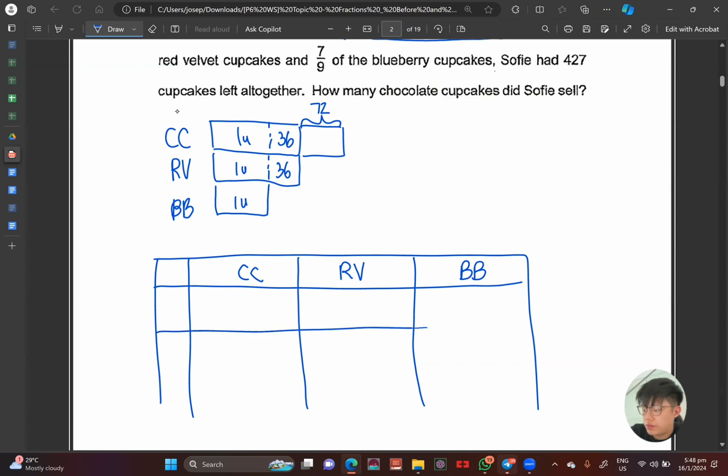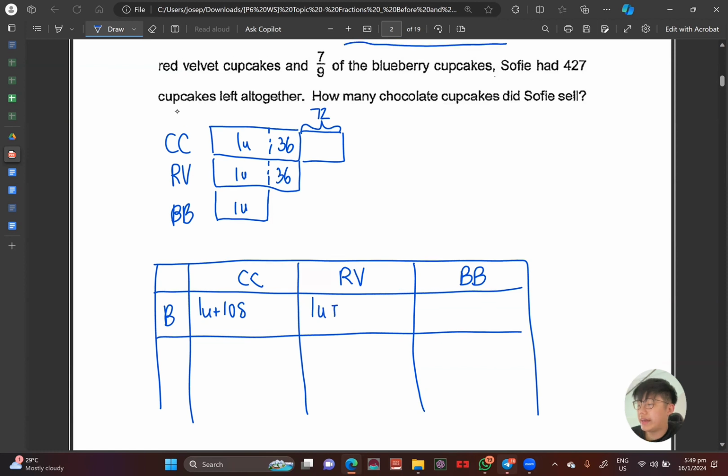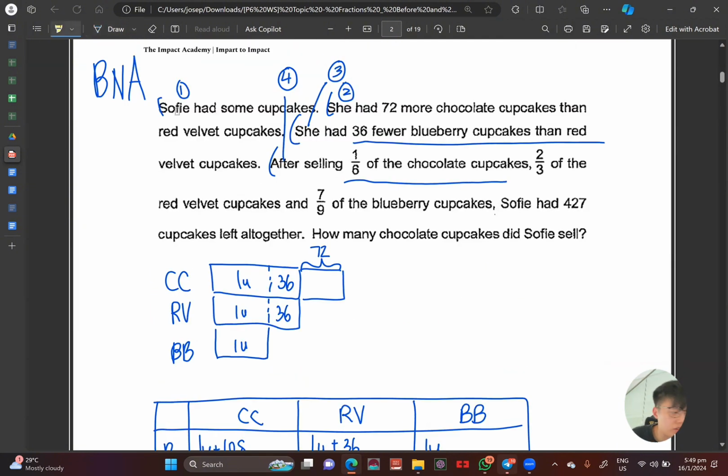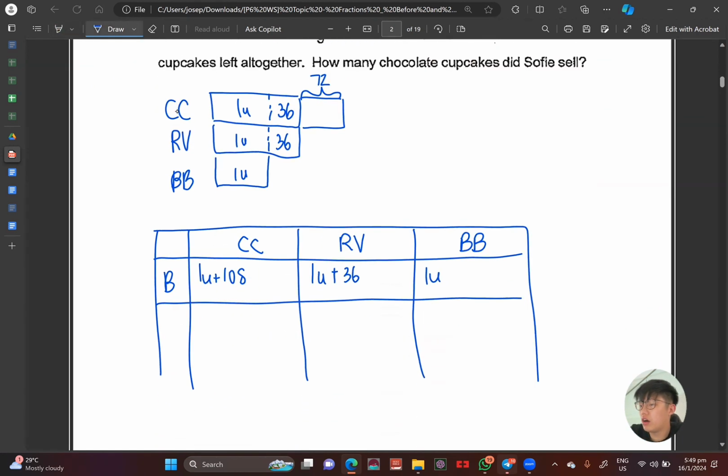Okay, now what's my before for chocolate? I know it's 1 unit plus 36 plus 72, that gives me 108, right? So we are just going to write down 1 unit plus 108. Red velvet, 1 unit plus 36. Okay, blueberry, 1 unit. Okay, so I'm just going to look at sentence number 4. Okay, and sentence number 4 is super important, right? Because sentence number 4 tells us what it is that we need to do for the change for chocolate.